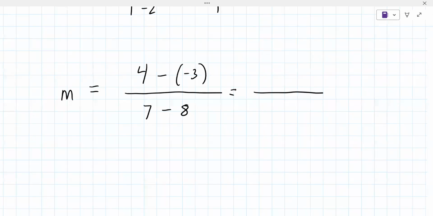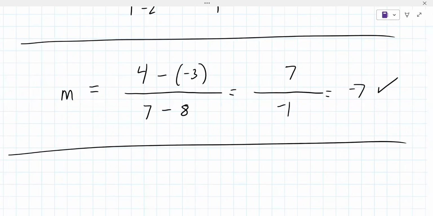Okay, so 7 over -1. It becomes -7 because they're opposite signs. Good. So we're going to see more of these, and that's what you've got to get really, really strong at.